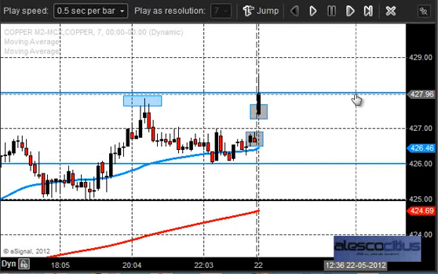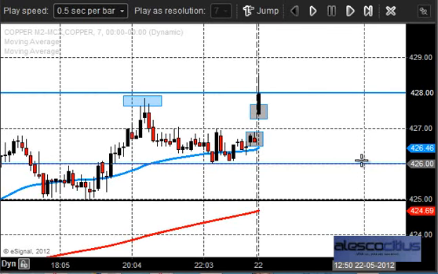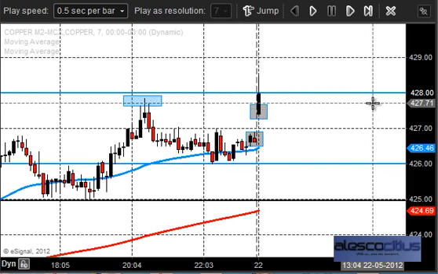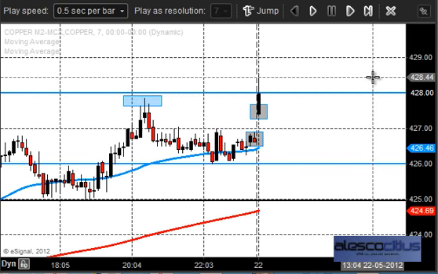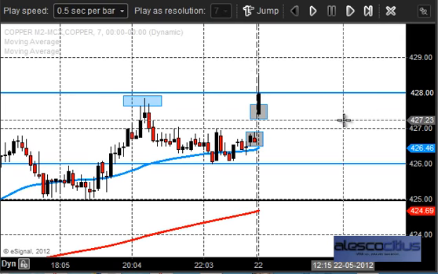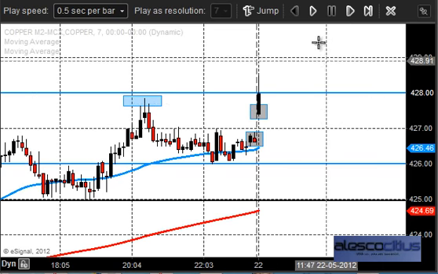Why this 428 and 426 are the major zone which can decide the trend. Unless we get a price above 428 and a closing above 428, we didn't expect copper to stay higher or change its trend. So let us see what happened after that.